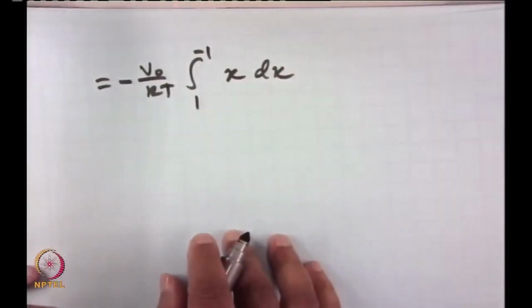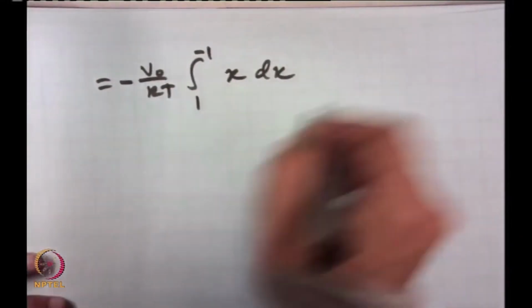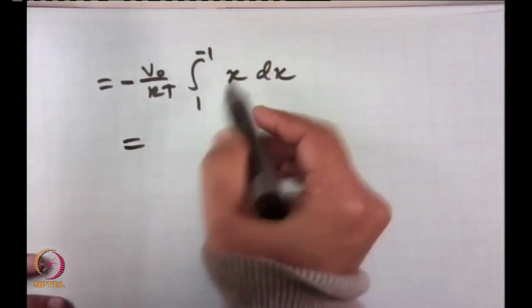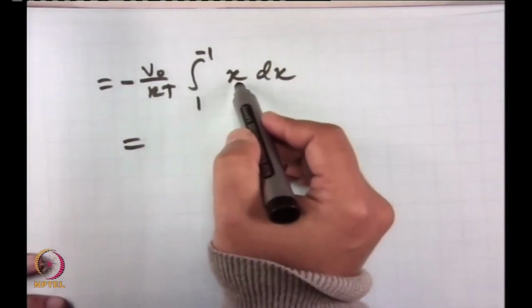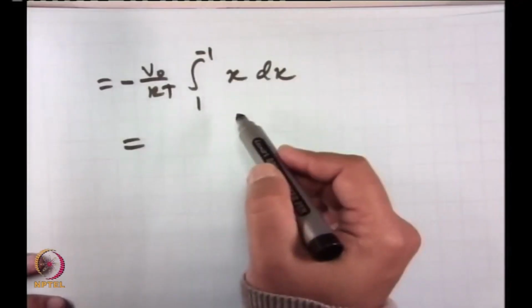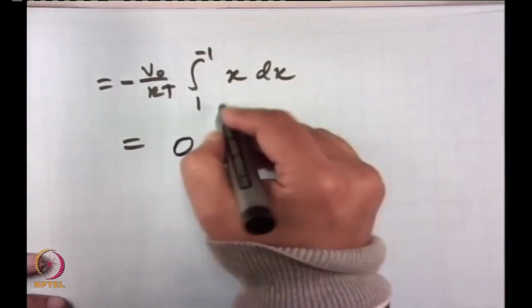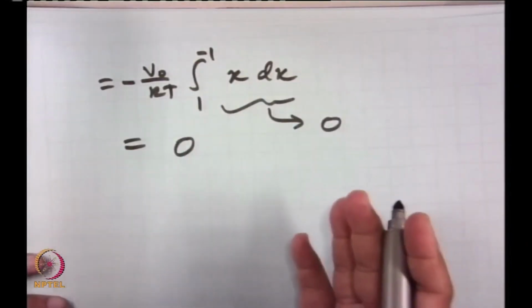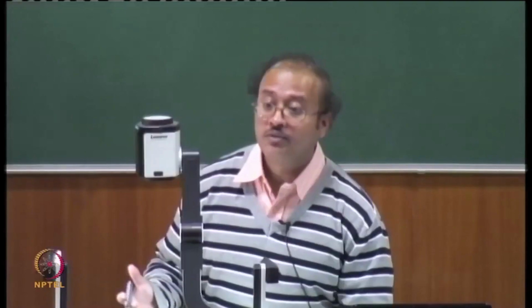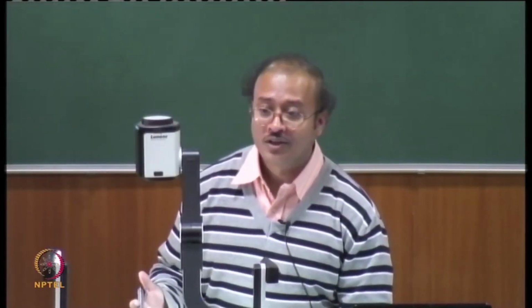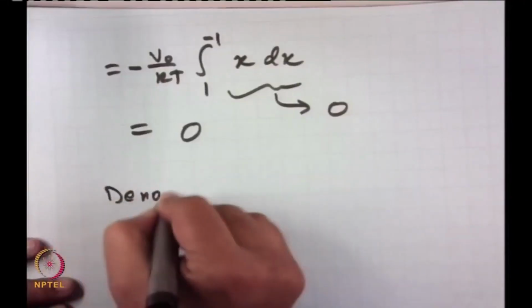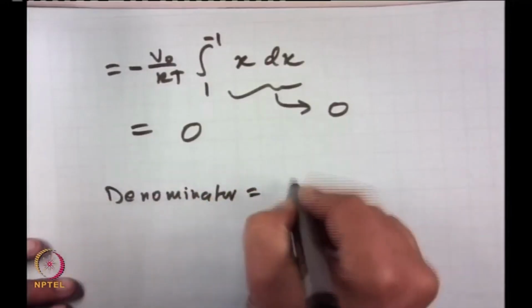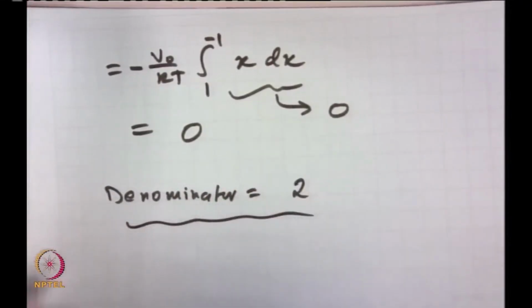Now this is an extremely simple integral, isn't it? And what is the value of this integral? What is x dx? X squared by 2, and then what will you get? 0. Good. So this one goes to 0. Simple, right? So a very intimidating integral in the denominator gives a value of 2 essentially. So the denominator is equal to 2, right?